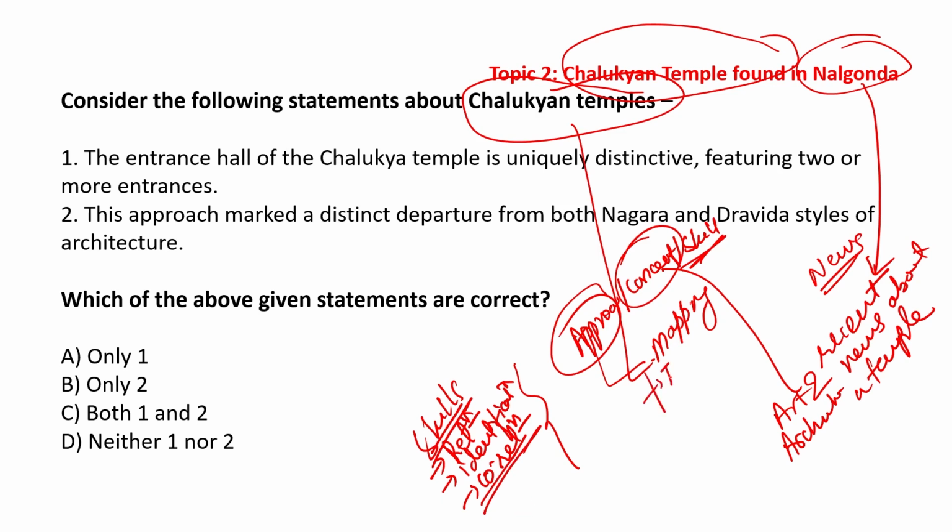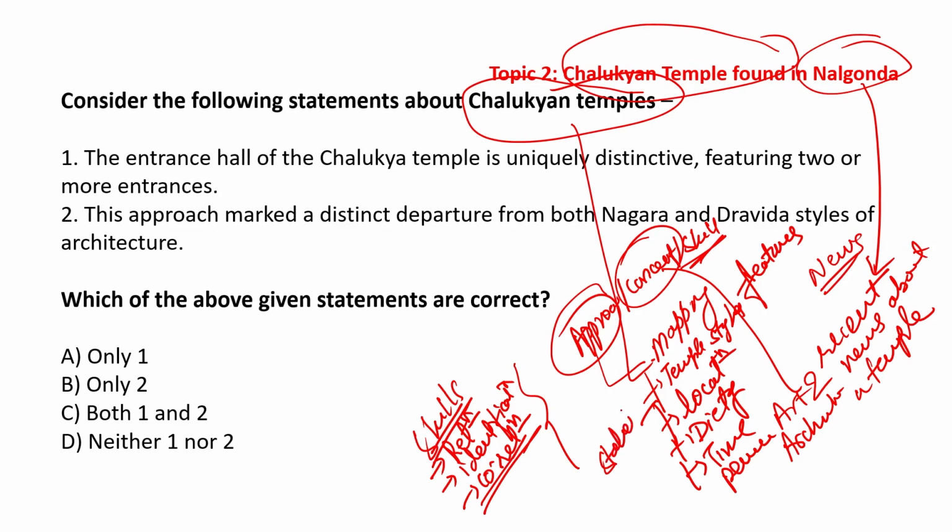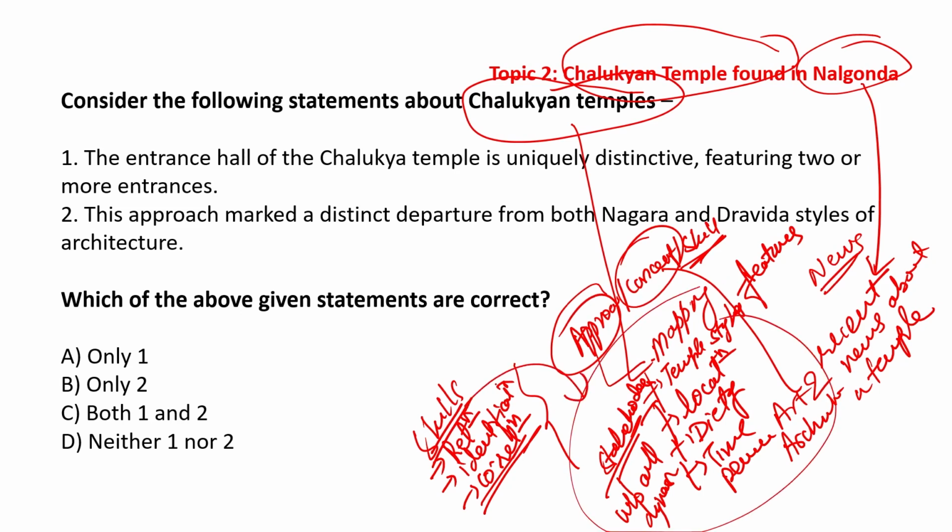When I say mapping, the temple styles with features, also vis-a-vis location, the time period and the stakeholders. When I say stakeholders, I mean which dynasty actually built it. While doing this, it is very important to retain facts, not to confuse what differs between, let us say, the Nagara school or the Dravidian school, or the Gujarat school or that school. The identification is the key here. Now, let us read the statements.